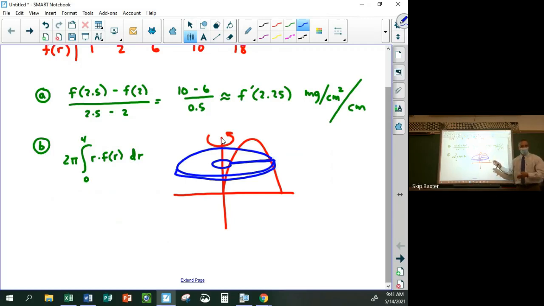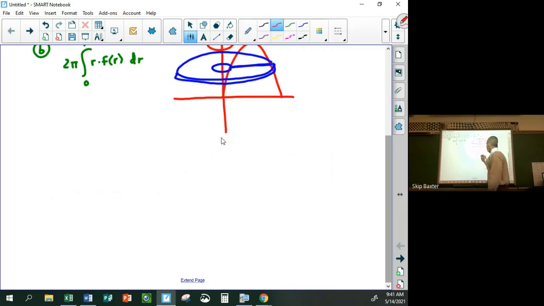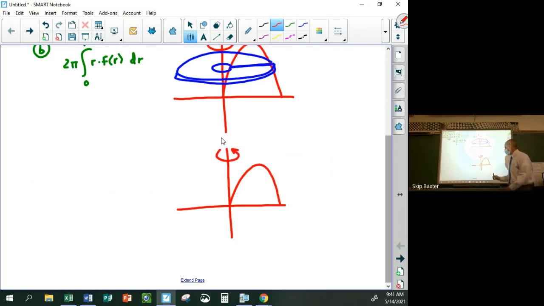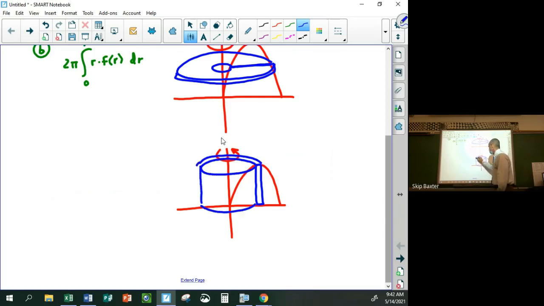But what the shell method does is it gives you a way to keep functions of x even though you're rotating around the y-axis. And the way that works is you would take this little thin rectangle and rotate that around the y-axis. So what you would end up with would be a cylinder that has just a little bit of thickness. Does that make sense? You'd have these cylinders where you have a little bit of thickness.